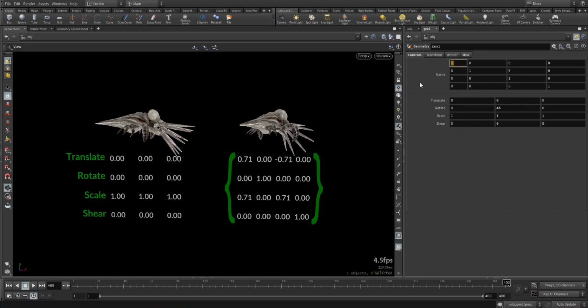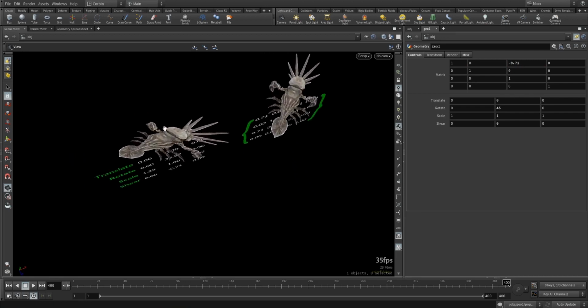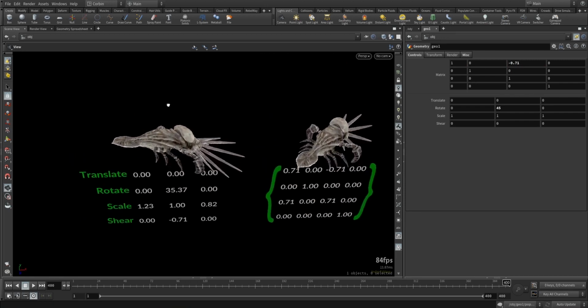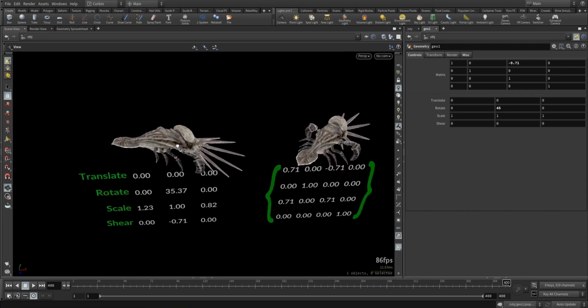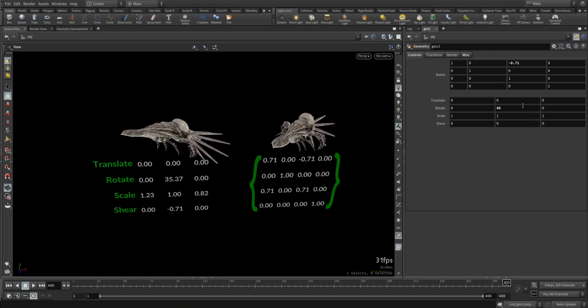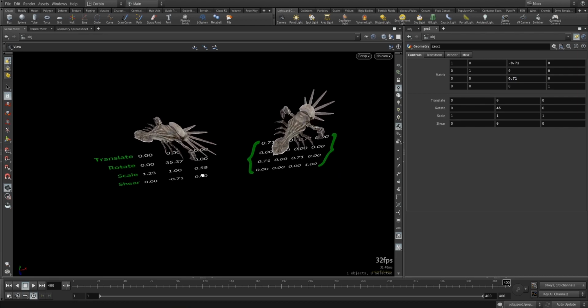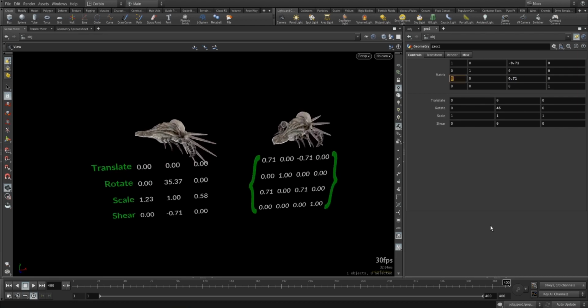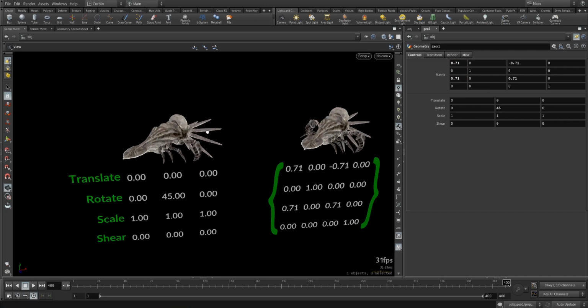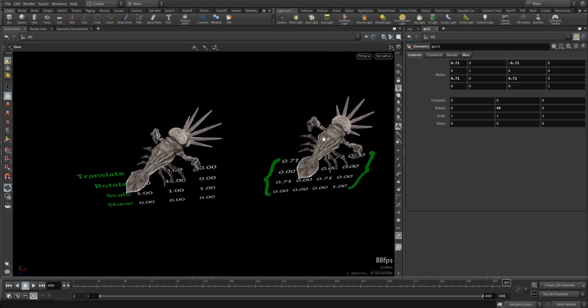So as I said, we can come here and start doing this. So this was -0.71. But look at how this is sheared. It has actually sheared along that angle. But if we then finish adding all these numbers, this one should be 0.71. Okay, so now it's sheared on a different axis, and then 0.71. And then the final one is also 0.71. And now it has rotated the same as this.